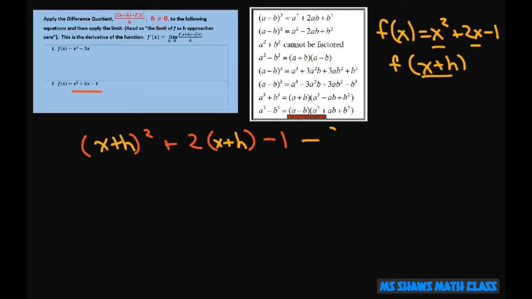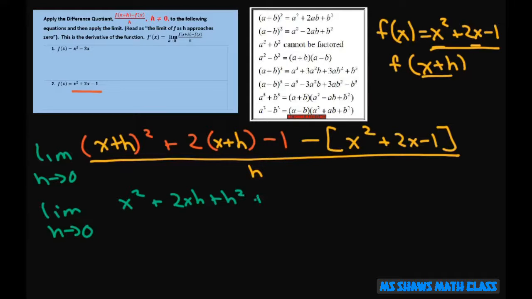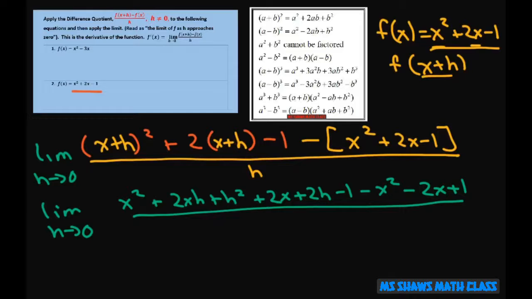The second part means you just subtract your whole function, which is x squared plus 2x minus 1. And this is all divided by h. Apply the limit as h approaches 0. And then we're going to write it again and simplify our numerator as x squared plus 2xh plus h squared plus 2x plus 2h minus 1 minus x squared minus 2x plus 1, all divided by h.